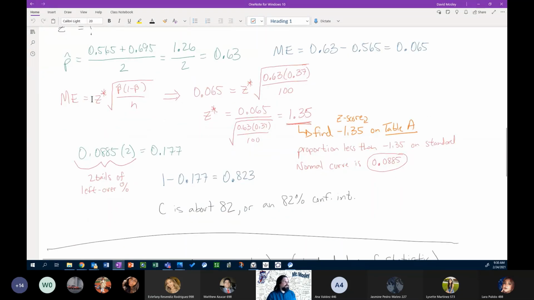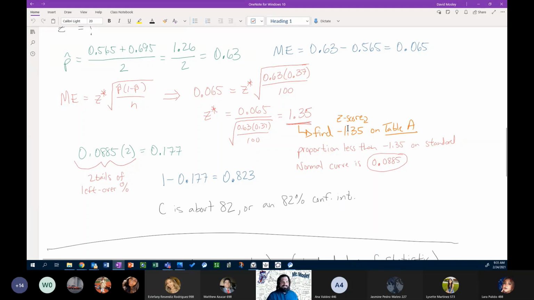Margin of error equals Z star times the square root of p hat times 1 minus p hat over n. So we get 0.065, replacing ME with its value, equals z star times the square root of 0.63 times 0.37 over 100. We divide both sides by the square root thing, and we get z star equals 0.065 divided by the square root of 0.63 times 0.37 divided by 100, and that gets us 1.35.